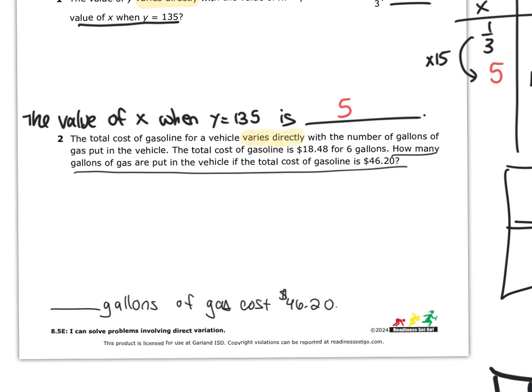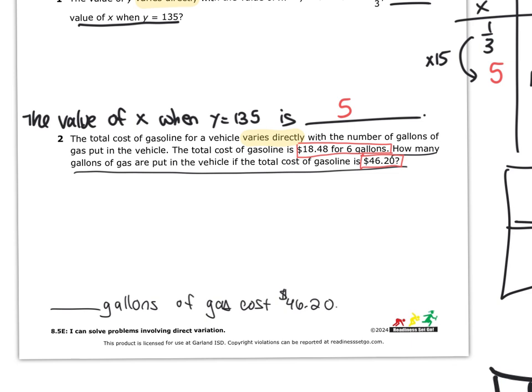Let me go back and look for my academic vocabulary. Varies directly. All right, so we know we have a proportional relationship here. We also have some information that we need to pay attention to. I'm going to draw a little box around this. That's the price for 6 gallons. And we know what we're looking for too, right? So those are important details to pay attention to.